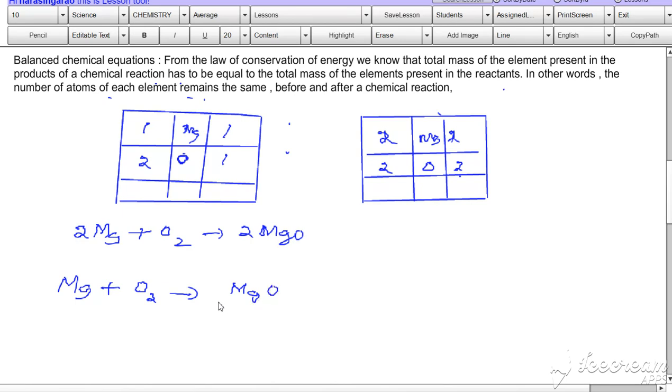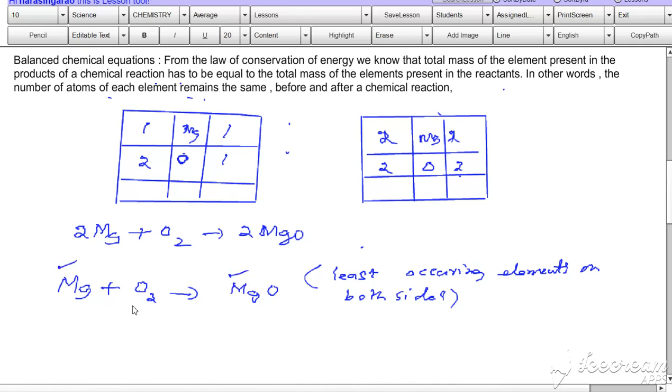Now let us find the least occurring element on both sides. When you look at that, the least occurring is Mg, magnesium. Mg is equal on both sides, it's balanced.